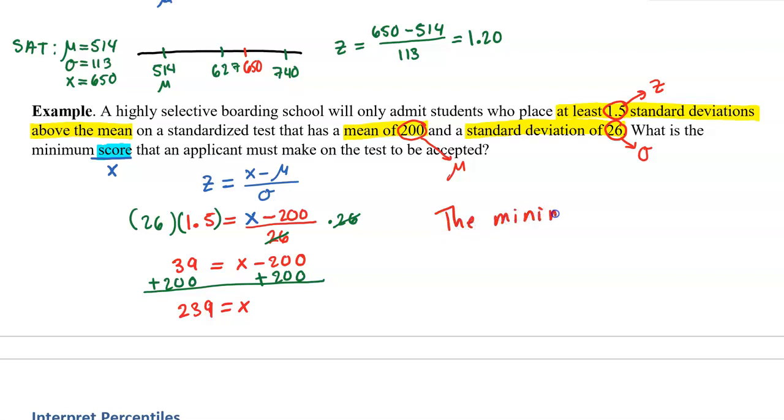So the minimum score to be accepted should be 239. So any score of this or above, the student would be accepted into this boarding school. So this would be another application of using z-scores.